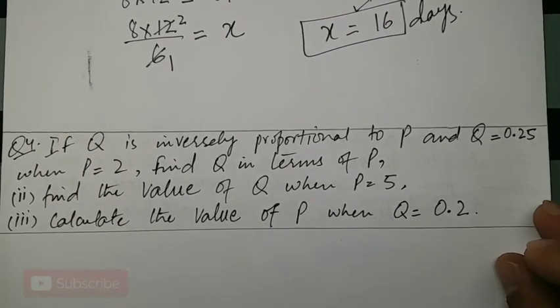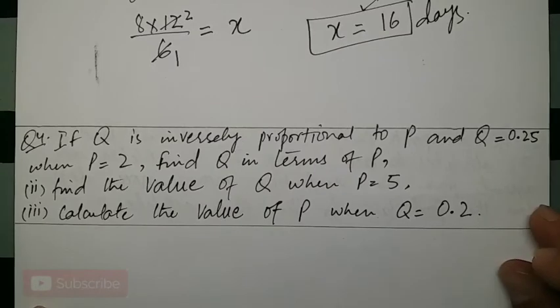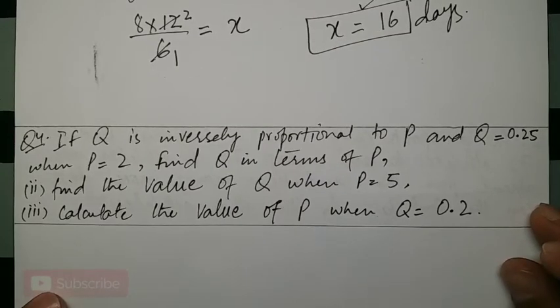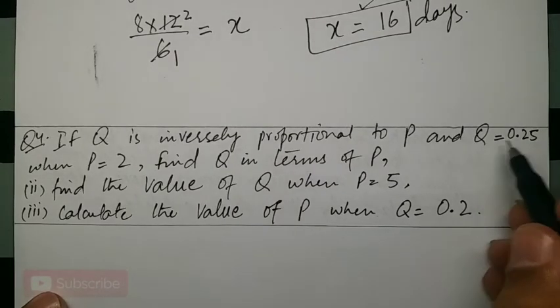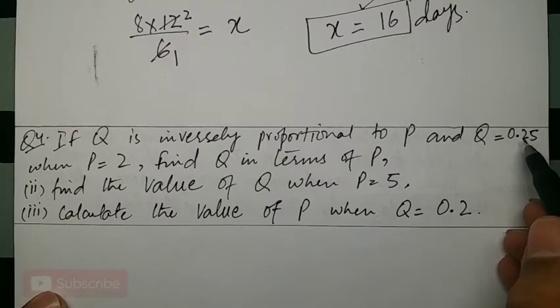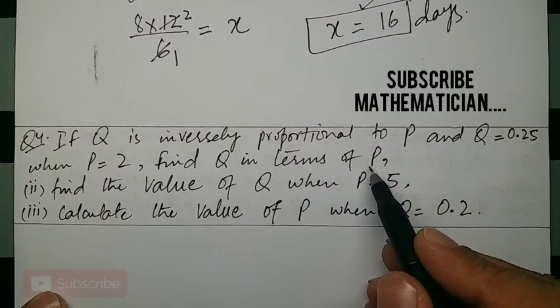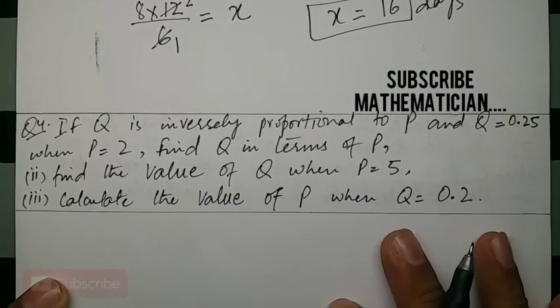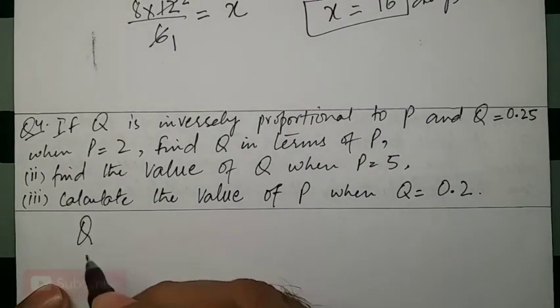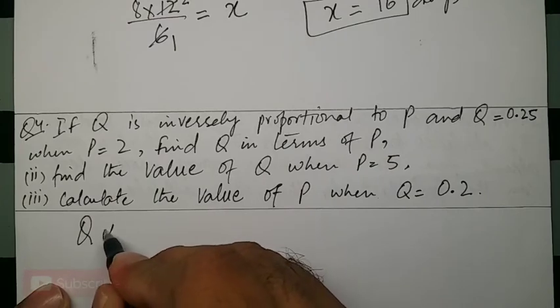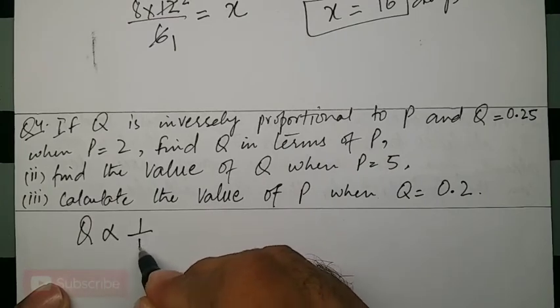And the next question is, if q is inversely proportional to p and q is 0.25 when p is 2, express q in terms of p. This is the first requirement. So first of all, I will create a relationship that q is inversely proportional to p.